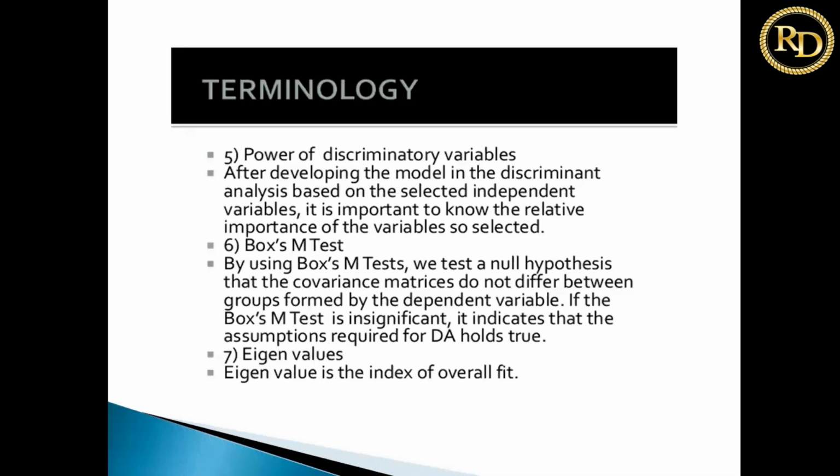Power of discriminatory variables. This is very important. If discriminatory power is not there in the independent variable, they will not be able to identify or classify the unit in different groups. So after developing the model in the discriminant analysis based on the selected independent variables, it is very important that the independent variable must have impact on the dependent variable. It means it must have some discriminatory power so that we may be able to classify the unit in different categories in hand. So that independent variable will be included into the analysis.